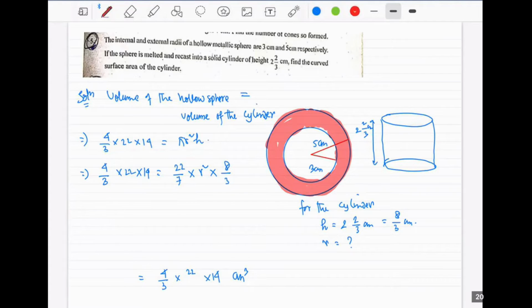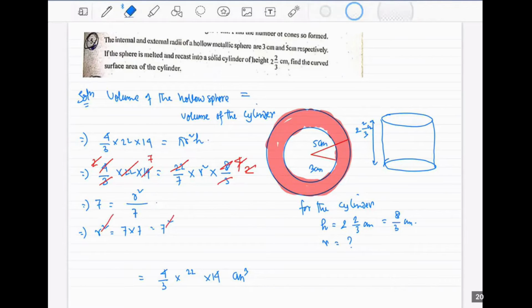So whatever is equal on both sides, we can cancel out. Like 22 and 22, we can cancel out. 3 and 3, we can cancel out. What else? 2 2s are 4. 2 4s are 8. Again, we can cancel out 2 2s are 4. We can cancel out again 2 2s are 4. What else is left on the left hand side? Left hand side, only 7 is left. Right hand side, we have r square in the numerator, 7 in the denominator. So r square is equal to 7 into 7, which is 7 square. You can cancel out the square and square. So we will have the radius is how much? 7 centimeters.